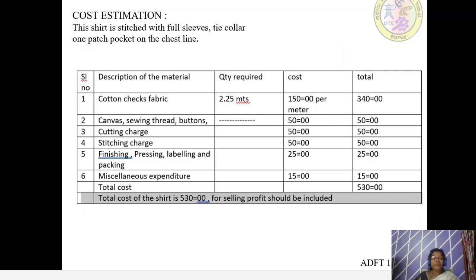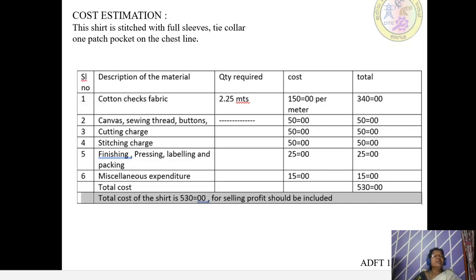So now we'll try to understand the estimation of a shirt. Here I have given an example. Generally, the cost varies from fabric to fabric, what kind of trimming materials you have used, what quality trimming materials you have used, and what the stitching quality will be.